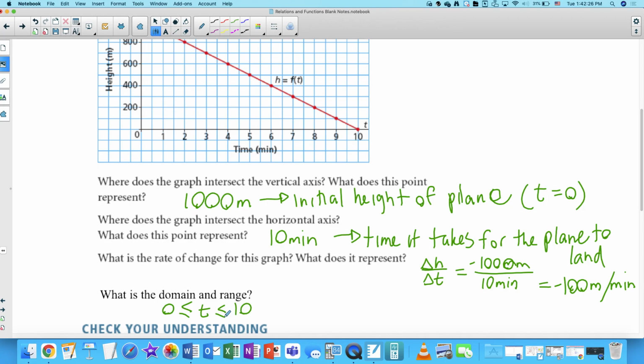And then, what about the height? What's the minimum height? What's the maximum height? Yeah, so this is our domain. Our range is 0 is less than or equal to height, which is less than or equal to 1,000.